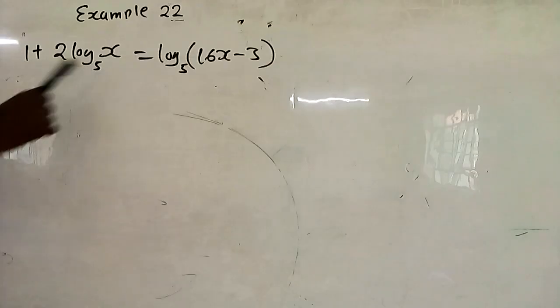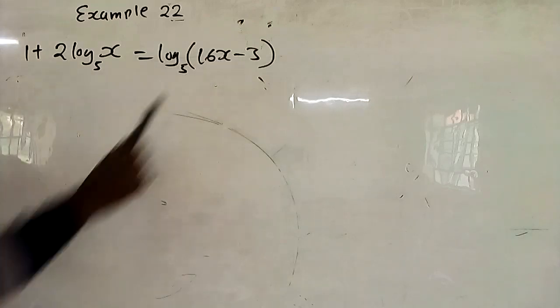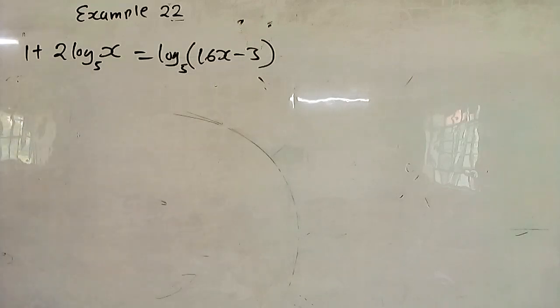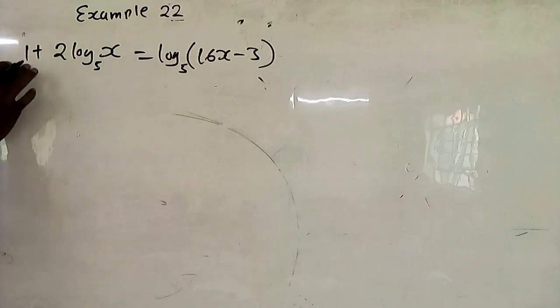To solve this logarithmic equation, 1 plus 2 log x to base 5 is equal to log of 16x minus 3 to base 5. When you want to solve a logarithmic equation, as we've said, you must ensure that you have the same base. That is the first step, isn't it? You can see this is base 5, this is base 5, meaning this 1 must also be a logarithm with base 5, and it is not there, isn't it?